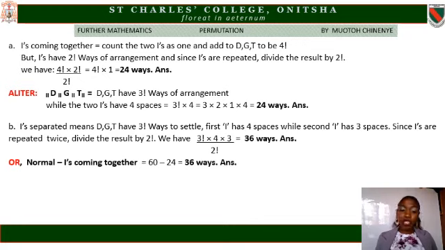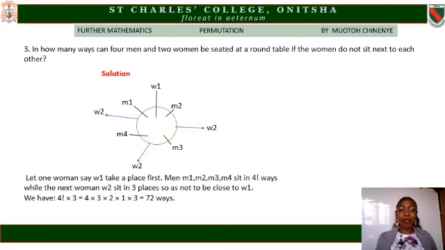You can also do it by having the number minus when the 2 i's are together. And when you do that, for normal, it is 60. For the 2 i's coming together, it is 24. Then when you subtract 60 and 24, you are going to have 36 ways as our answer.